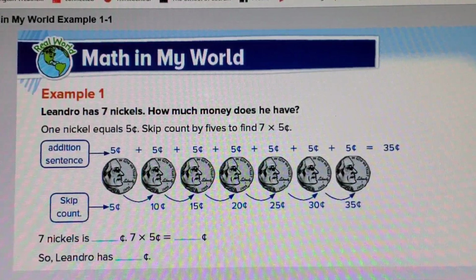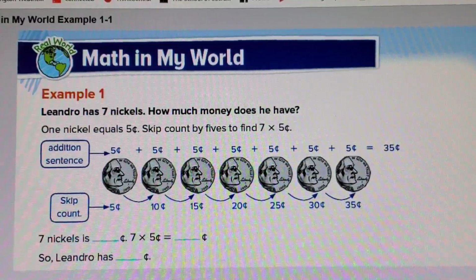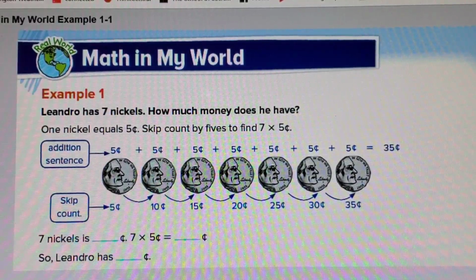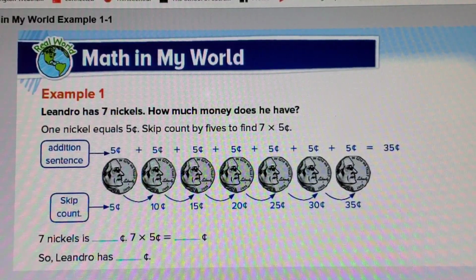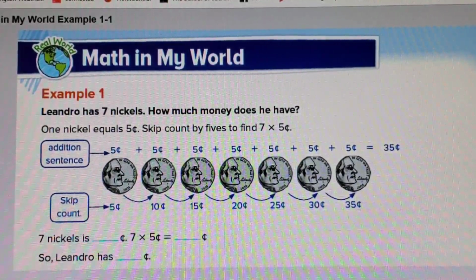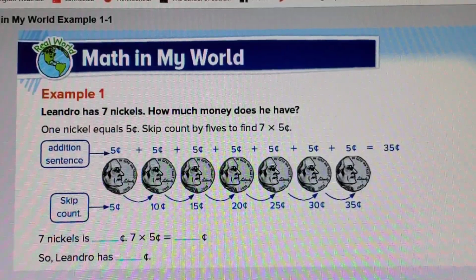What I'd like you to do is go to your math papers and find Multiply by 5, pages 313 to 318, and if you have a multiplication chart, grab that as well. And we'll get started on today's lesson.